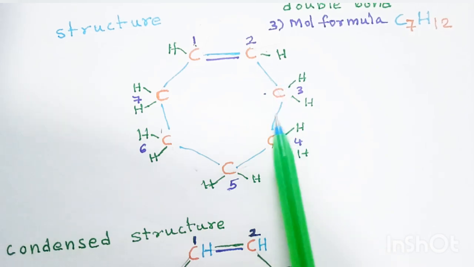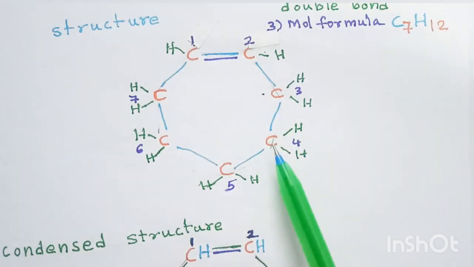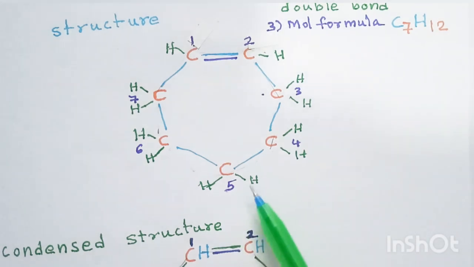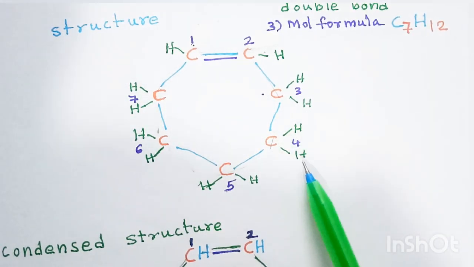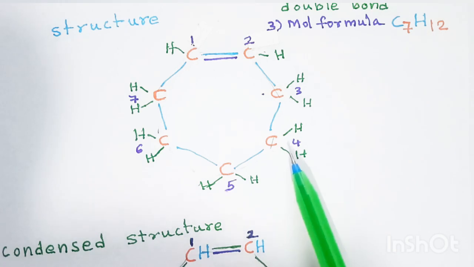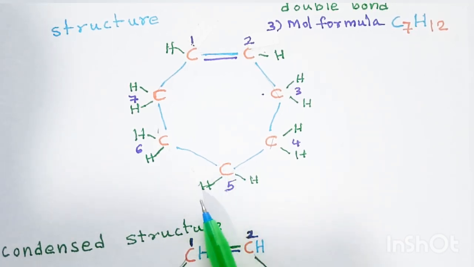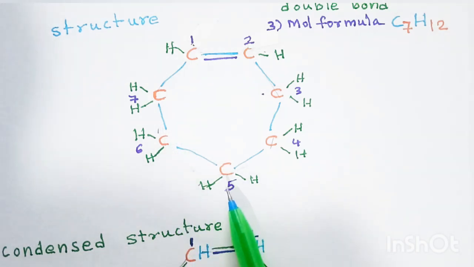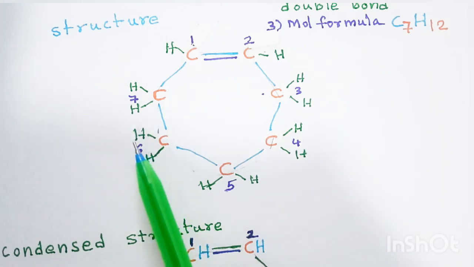Third carbon atom has 2 single bonds. It needs 2 more bonds. So 2 more hydrogens are attached by single bonds here. Similarly, the fourth carbon atom also has 1 single bond with third carbon atom and 1 single bond with fifth carbon atom. It needs 2 more bonds to become stable. So 2 more hydrogens are attached to it by 2 single bonds. In a similar way, fifth carbon atom has a single bond with fourth carbon atom and a single bond with sixth carbon atom. So it needs 2 more bonds. These 2 more bonds are formed by 2 hydrogen atoms. Sixth carbon atom has a single bond with fifth carbon atom and seventh carbon atom. So it needs 2 more bonds. So 2 more bonds are formed by 2 hydrogen atoms.